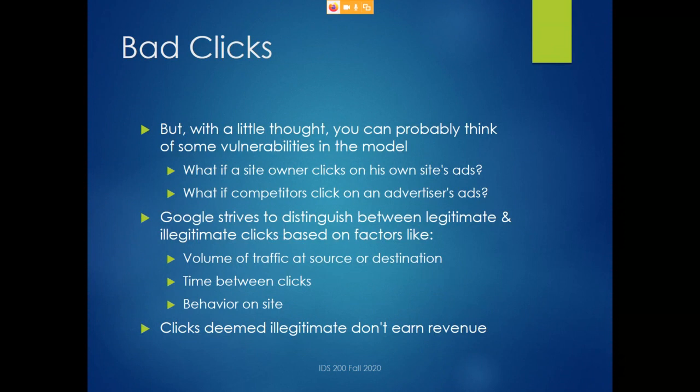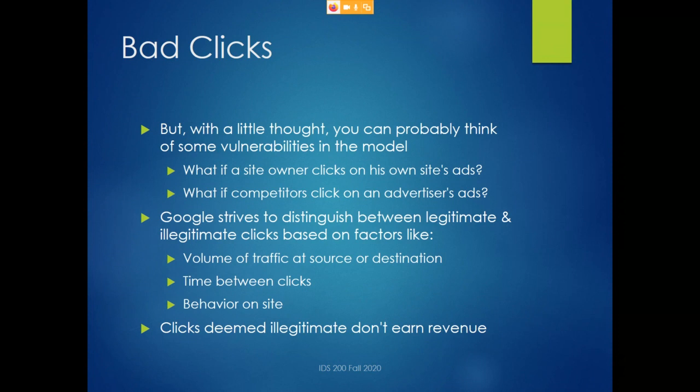However, with just a little thought, right, you could probably think of some vulnerabilities in this model. For example, what if the unemployed blogger, the site owner, clicks on his own site's ads, right? He says, hey, I'm unemployed and I'd like to have pizza tonight. So if I'm getting $1 per click, I'm just going to click on that ad 10 times and I'll get the check in the mail. Or alternatively, what if competitors click on an advertiser's ads, right?